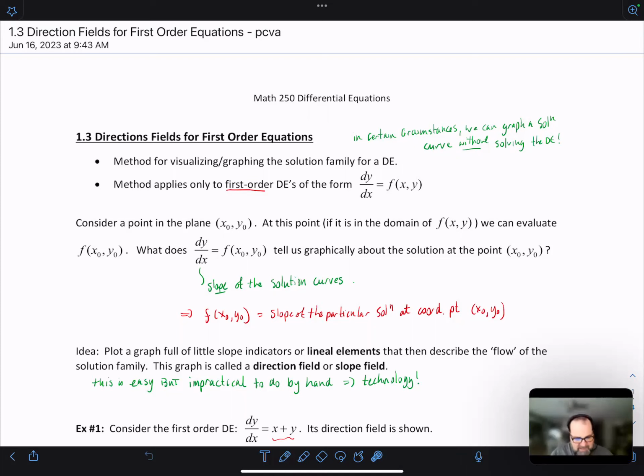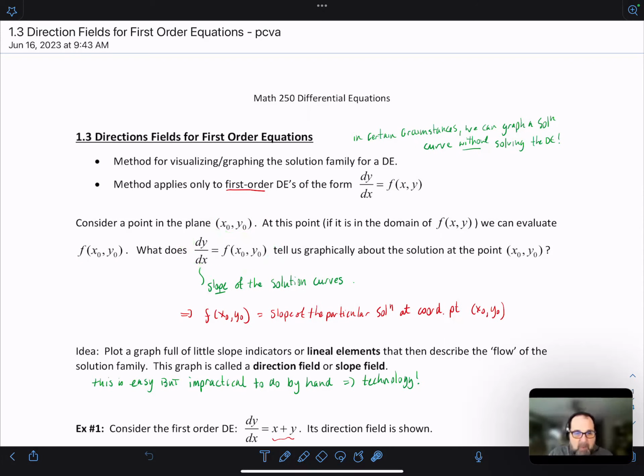So the idea here is this. If you consider the coordinate plane and pick any point from the coordinate plane, let's call it x0, y0, what we can do is take this point and insert it into this function f of xy. If we do that and evaluate it, we get a value for dy dx.